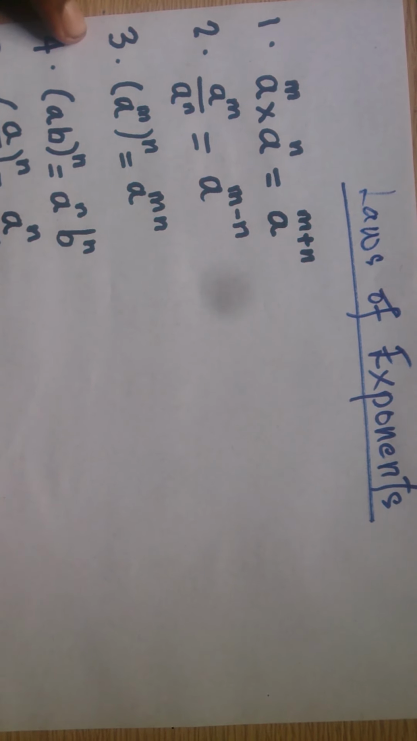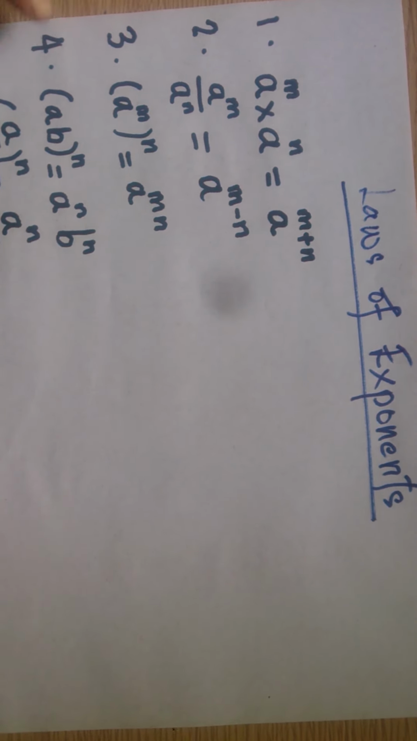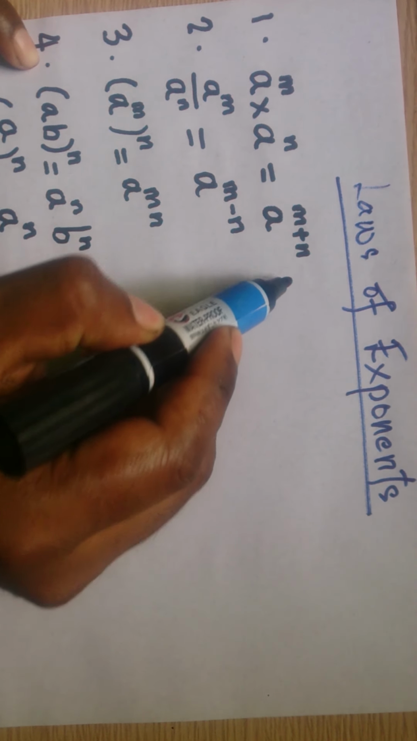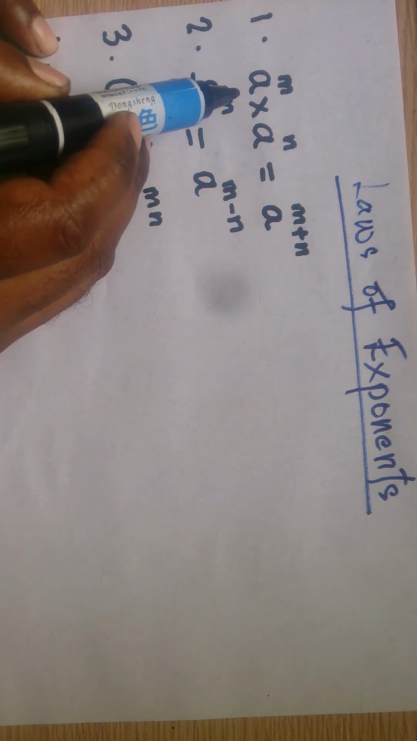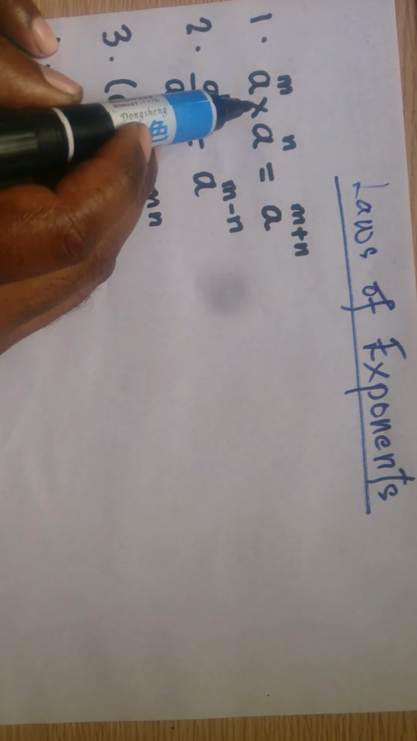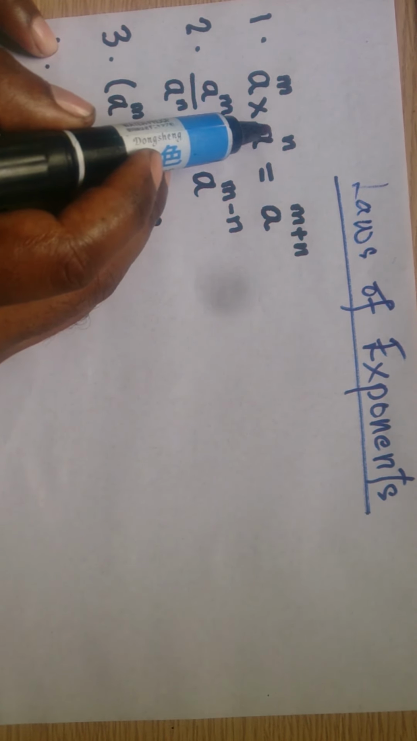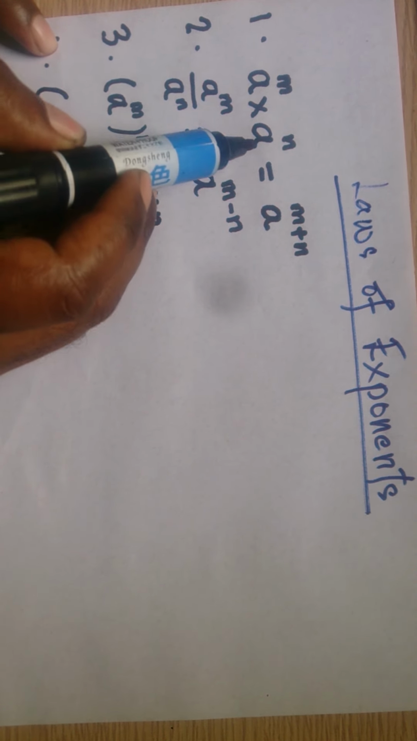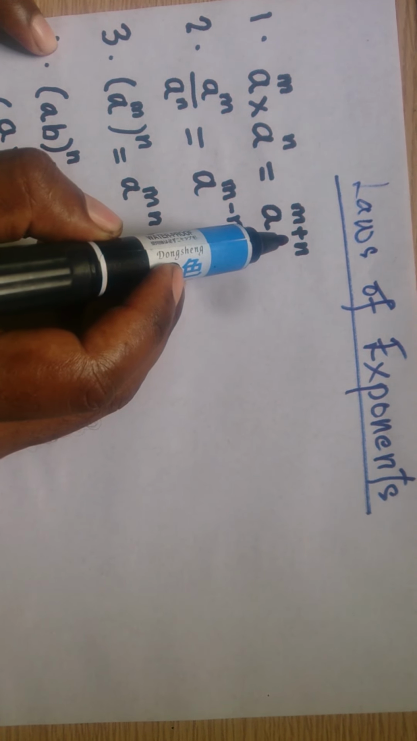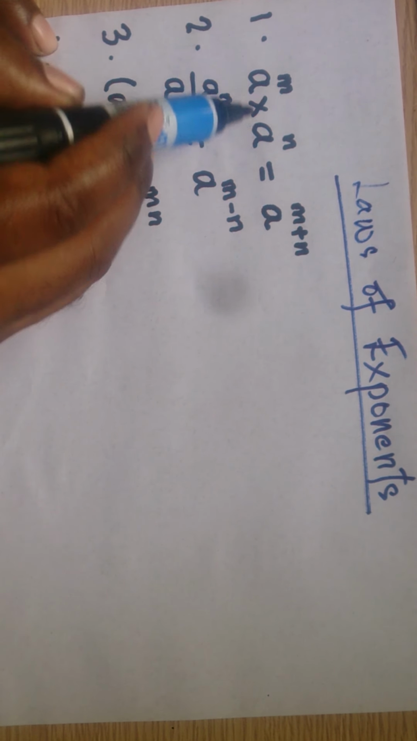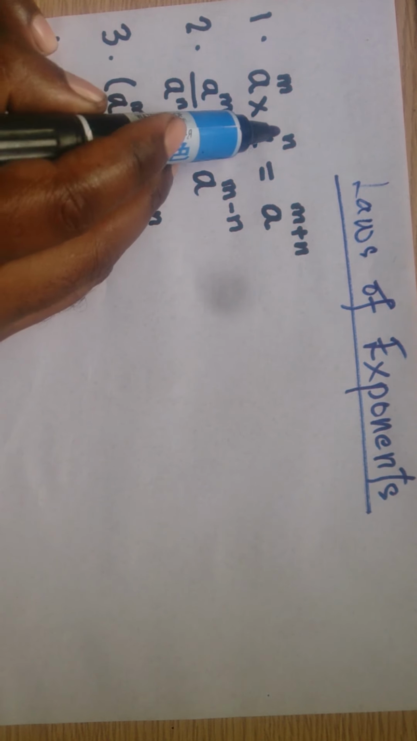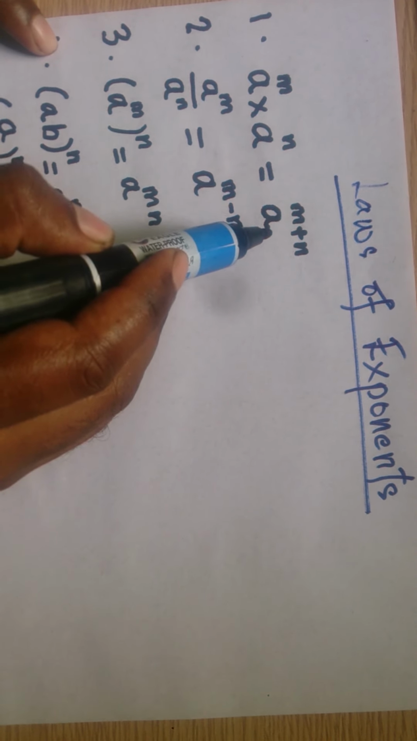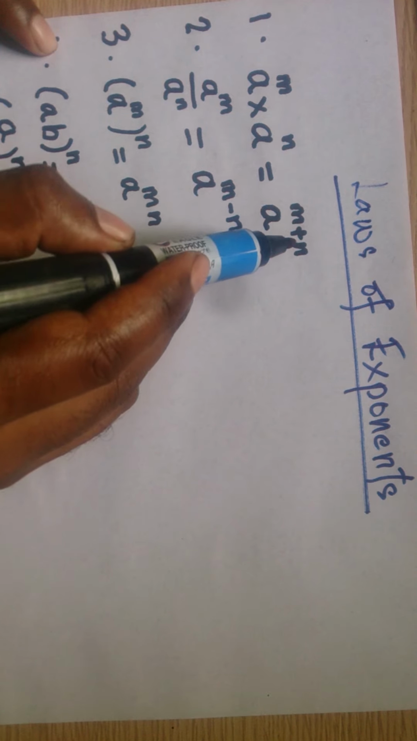Okay, our topic today will be on laws of exponents. So our first law says when you multiply two powers of the same number, you add the two powers. So in this case, a and a is the same number, and we have two powers, which are m and n. So we write a, and then we add the two powers, m plus n.